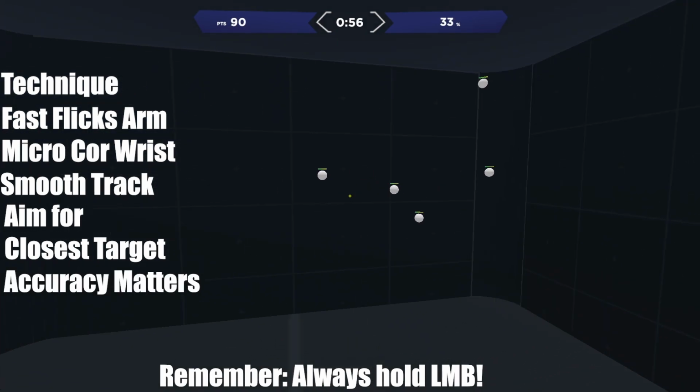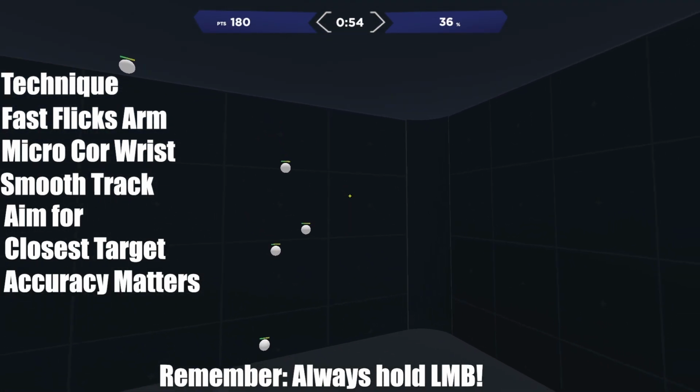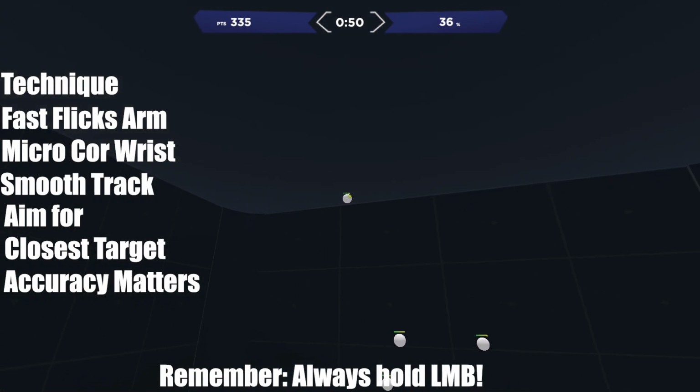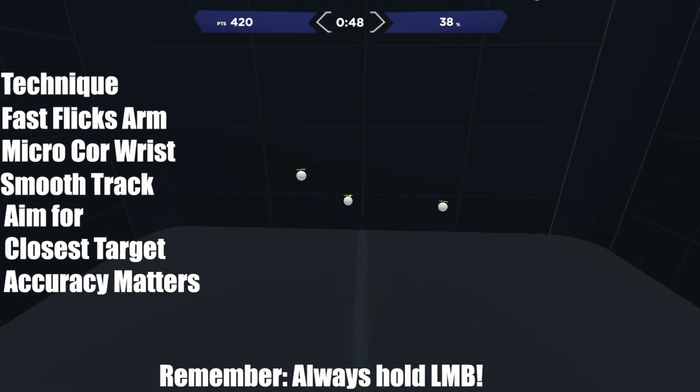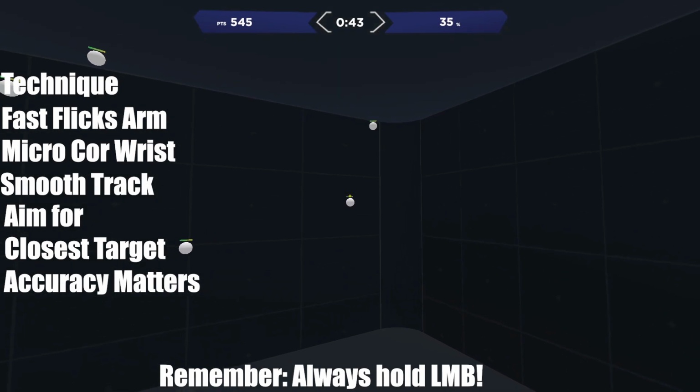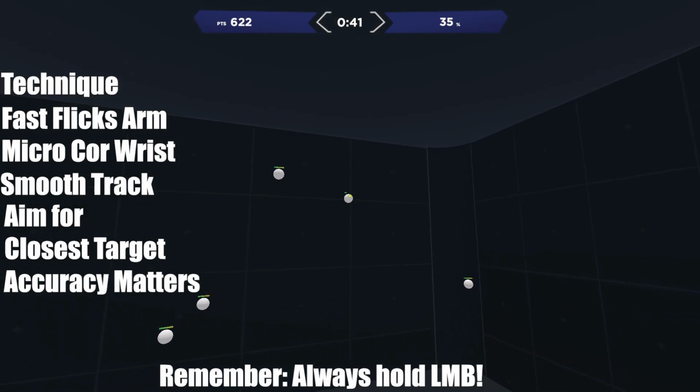Accuracy matters a lot in evasive target switching as well. It matters a lot less than in speed target switching. But if you miss a lot of targets, which is easy to do on evasive scenarios because the bots move so erratically, you sacrifice a lot in speed.